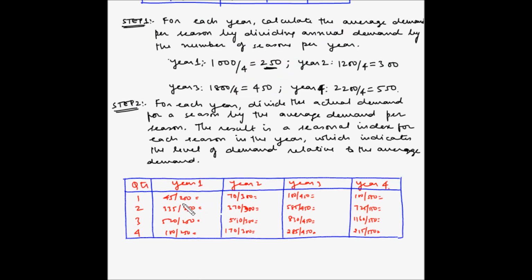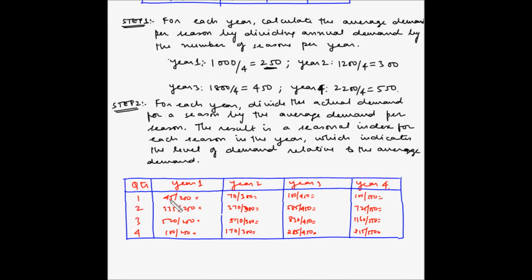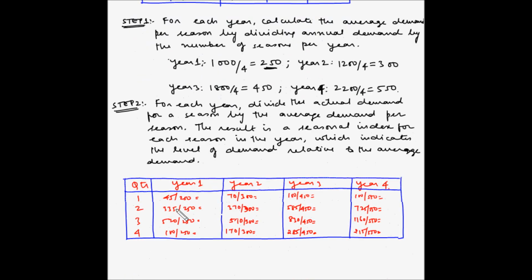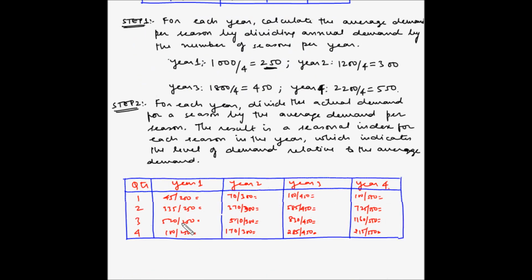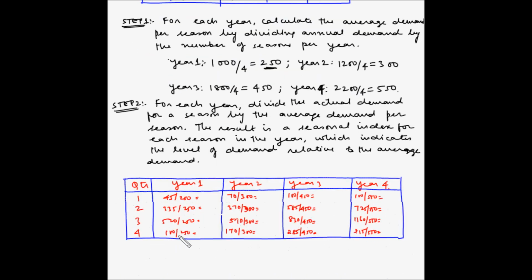So I have drawn this table here. For year number 1, first quarter, the actual demand is 45 and the average is 250. So 45 divided by 250. For second quarter, 335 divided by 250. For third quarter, 520 divided by 250, which is here. And for the fourth quarter, 100 divided by 250, which is again mentioned here.